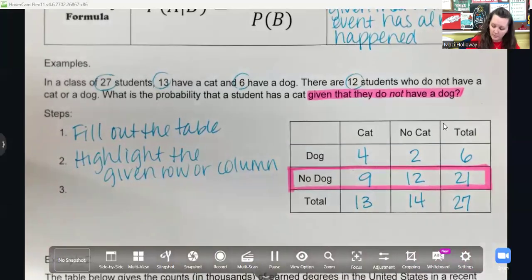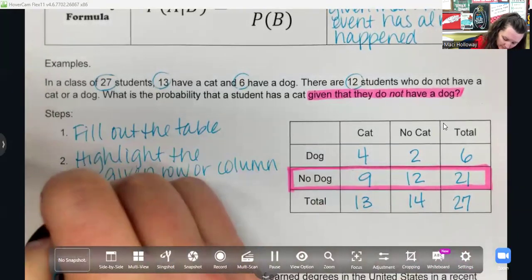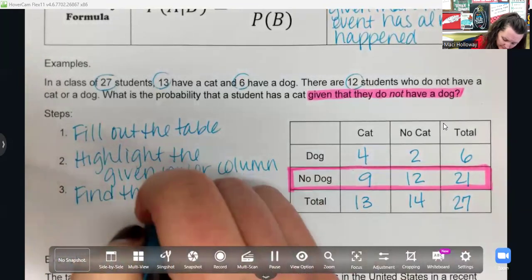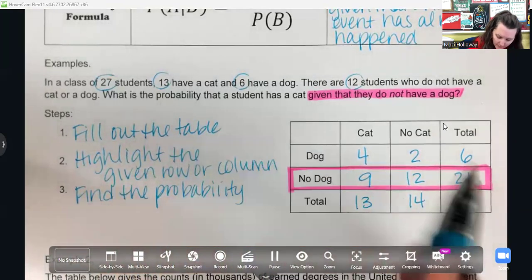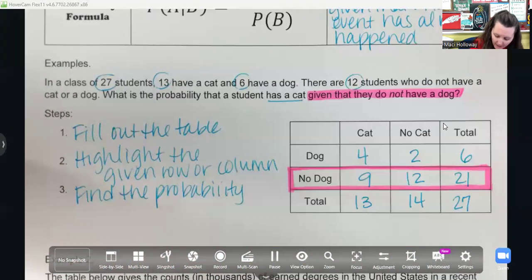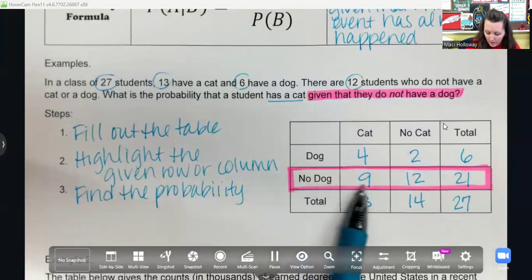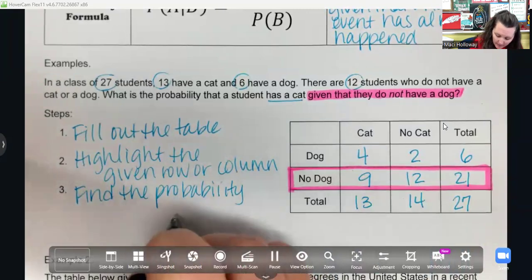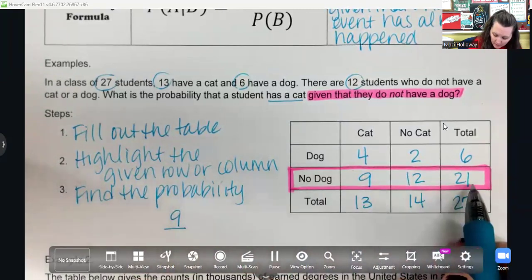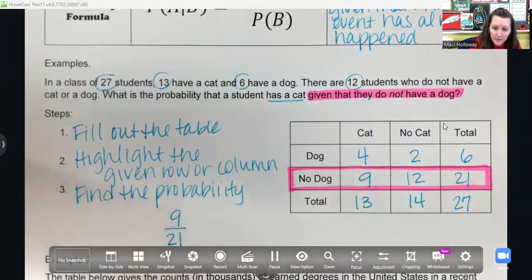And now let's create our proportion, so find the probability. What is the probability that a student has a cat? In our no dog row, we're looking for has a cat. That's 9. And then the total in this row is 21. So 9 out of 21 students have a cat given that they do not have a dog. All right, so 9 out of 21.